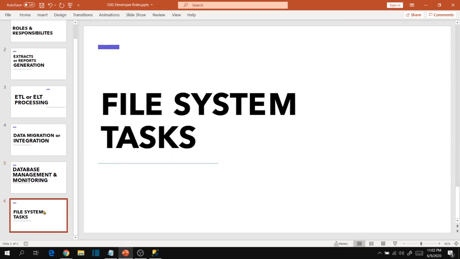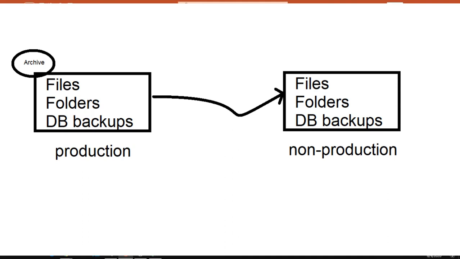So, and the next one is file system tasks, which can be used anywhere in these common tasks. Like when we want to archive the files, once ETL has been processed, we will use this file system task, like moving files from one location to another location to free up some space in production, and taking backup files.